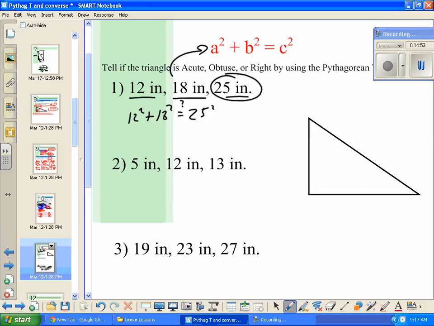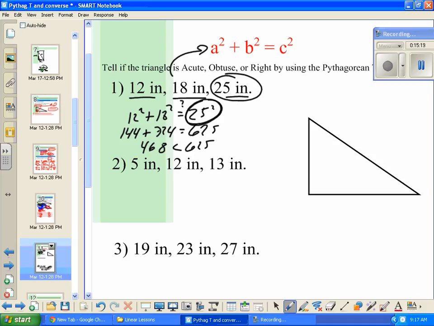Does that equal 25 squared? We're going to check. 12 squared is 144. 18 squared is 324. 25 squared is 625. Adding these ones on the left side together, what do I end up getting? Well, let's see, 8, 4, 6, 4. I get 468, which is less than 625.